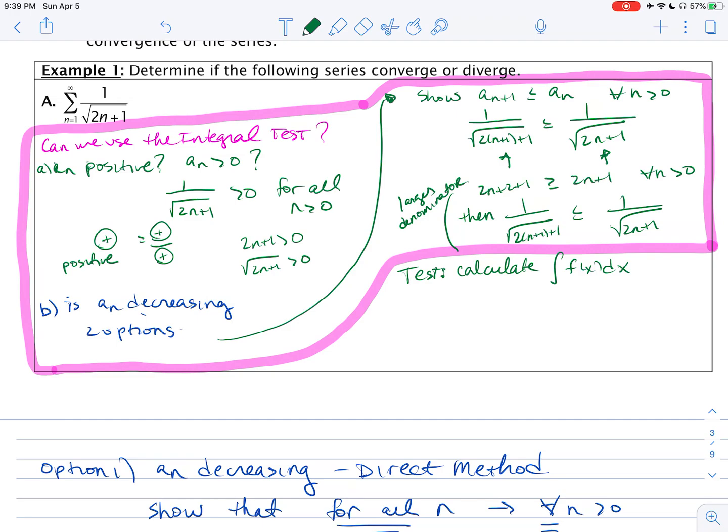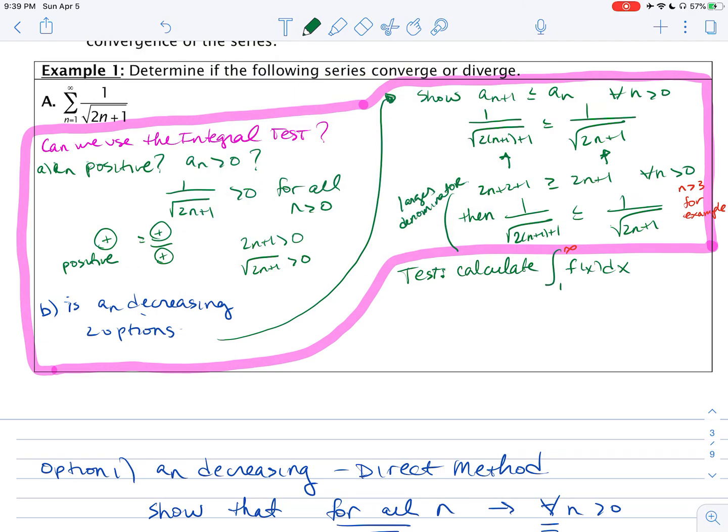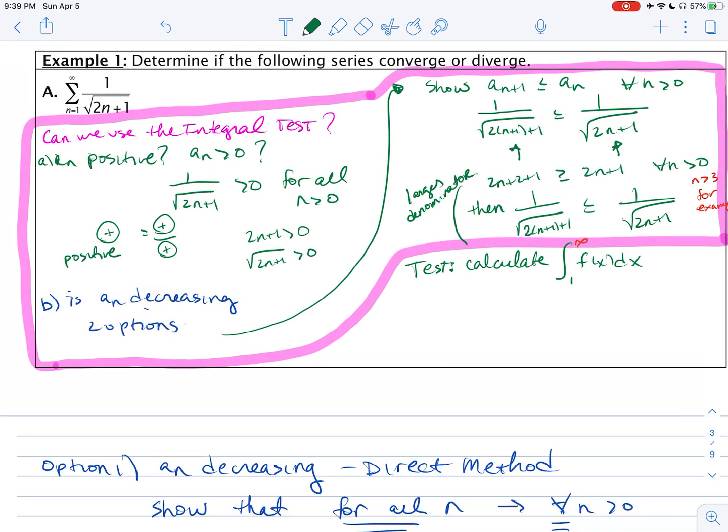If in showing that, your a sub n was decreasing, let's say, for instance, that you wanted n bigger than 3, for example, then you would use 3 to infinity down here. If it is bigger than 1, then you would just use 1, right? So in general, we want to do the integral from 1 to infinity, but use 3 to infinity if you need n to be bigger than 3, as an example.